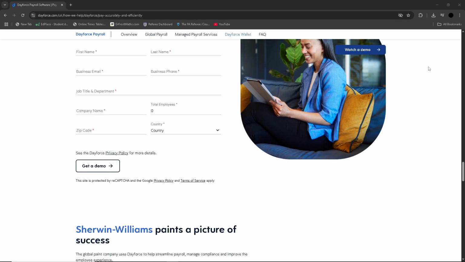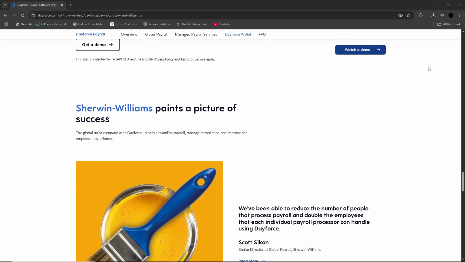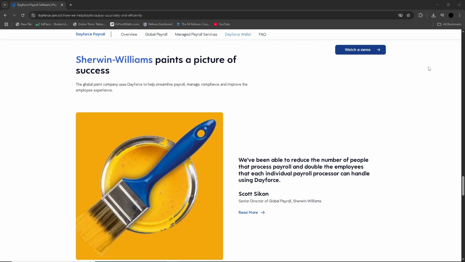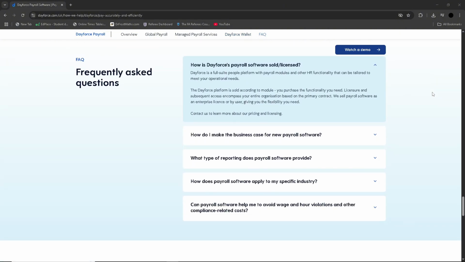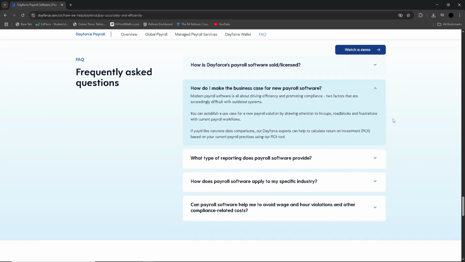Dayforce competes in a highly competitive HCM and payroll market with major rivals including Workday, UKG, Paycor, ADP, and newer payroll providers. Compared to Workday, Dayforce is often praised for its strong payroll engine and real-time processing, though some may argue that Workday has a smoother interface and stronger integration with HR functionalities. Against UKG, Dayforce is seen as more comprehensive in the payroll space, but less user-friendly in certain areas, particularly when it comes to navigation and employee experience.